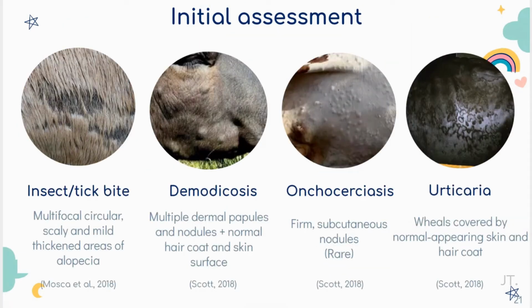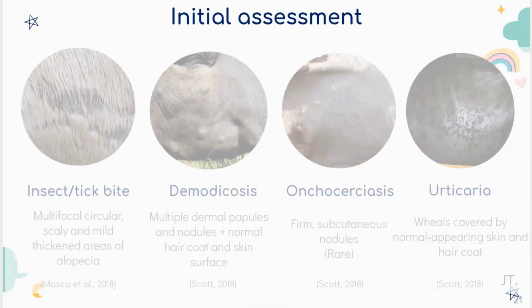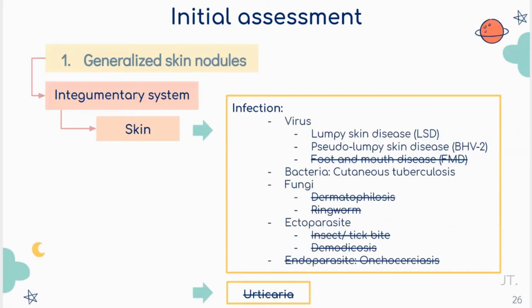Next, for insect or tick bites, we found multifocal circular scaly and mite-affected areas of alopecia. In demodicosis, we found multiple dermal papules and nodules plus normal skin and hair coat. In onchocerciasis, the disease itself is quite rare and it will present as firm subcutaneous nodules. And lastly, urticaria will come as wheals covered by normal-appearing skin and hair coat. So we're going to rule out all four of these. Now we only have lumpy skin disease, pseudolumpy skin disease, and cutaneous tuberculosis for generalized skin nodules.